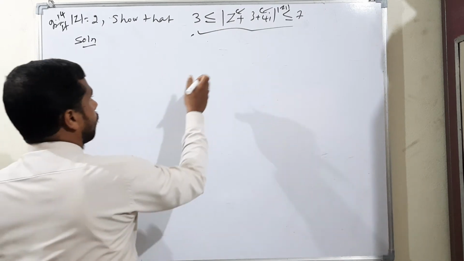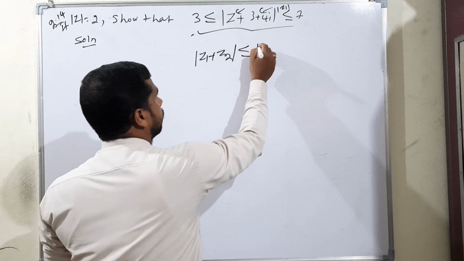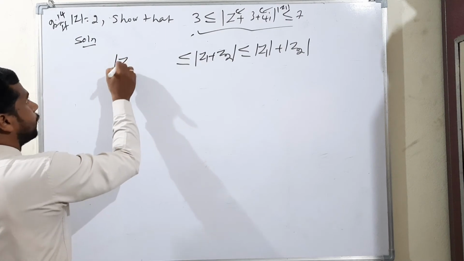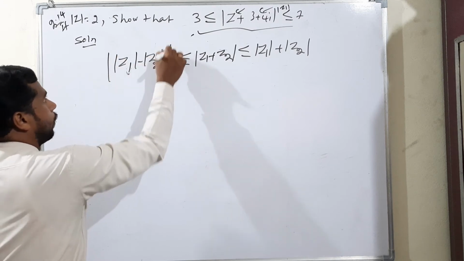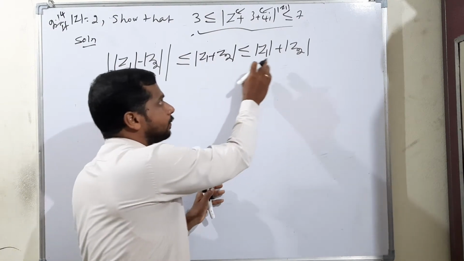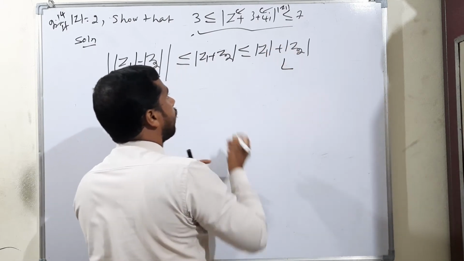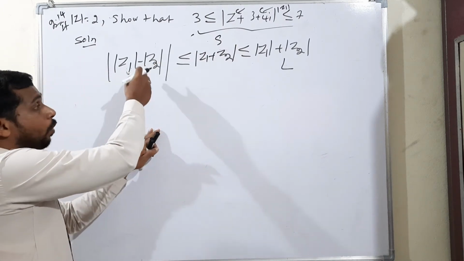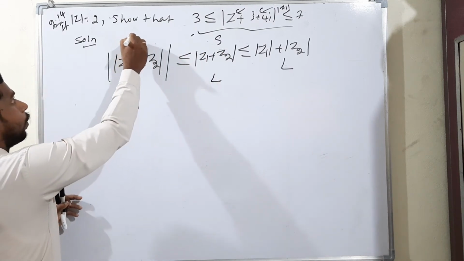Okay, so what is the property? Modulus of Z1 plus Z2 is less than or equal to modulus of Z1 plus modulus of Z2, and it is greater than or equal to the difference between the moduli, modulus of Z1 minus Z2, the whole modulus. What I am saying is, when you compare the sum of two terms in a single modulus with the separate moduli added, the sum of separate moduli is called large, the sum in a single modulus is called small. While when you compare the difference between the moduli with the sum of two in a single modulus, the sum in a single modulus is called large, the difference between the moduli is called small.